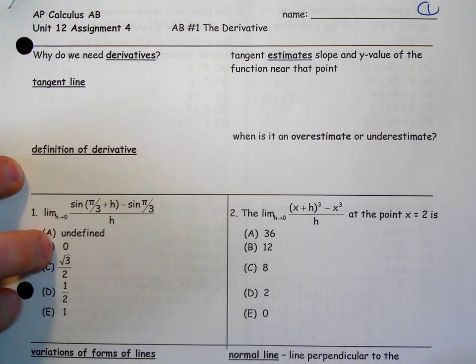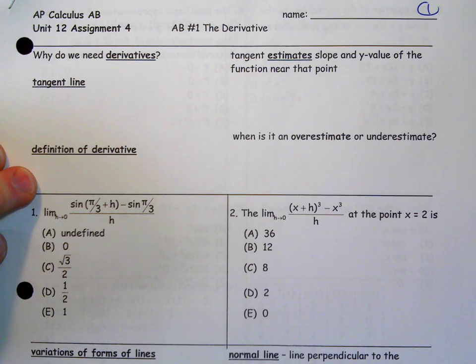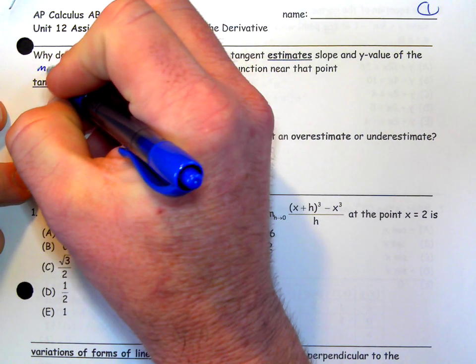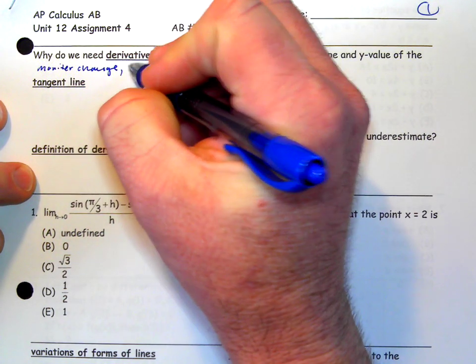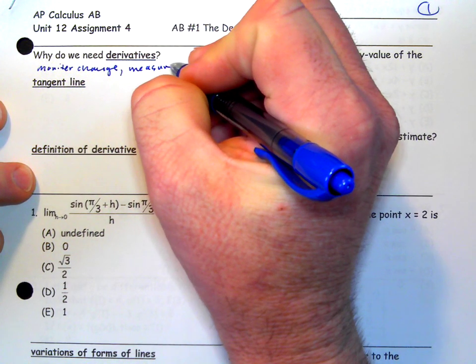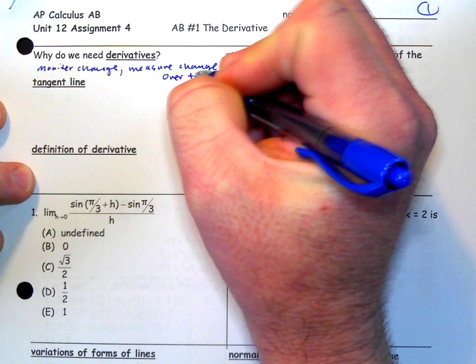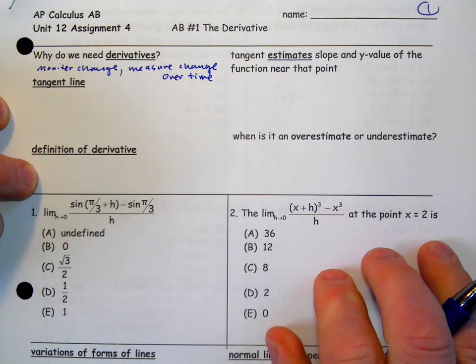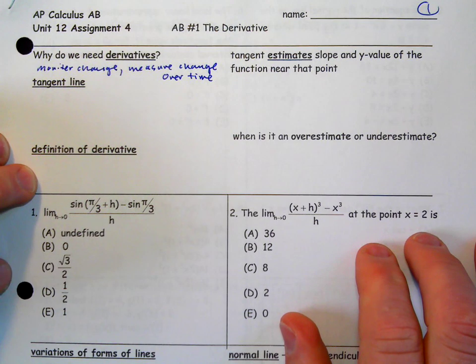So AB number one, the derivative. This is sort of like the beginning of it all. We did derivatives last semester. So what do we need derivatives for? They monitor change. They measure change, maybe over time, on some applications. But essentially, derivatives are change in something versus change in something else. So they're rates.